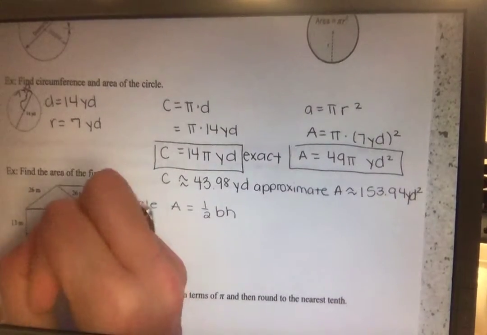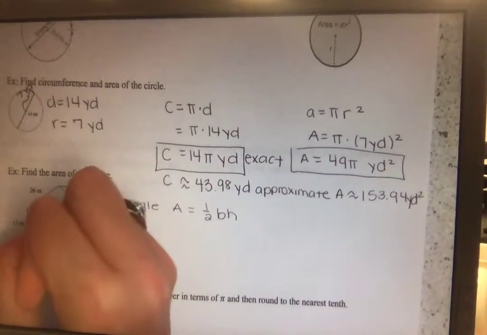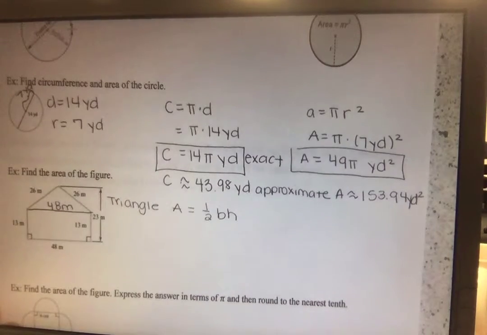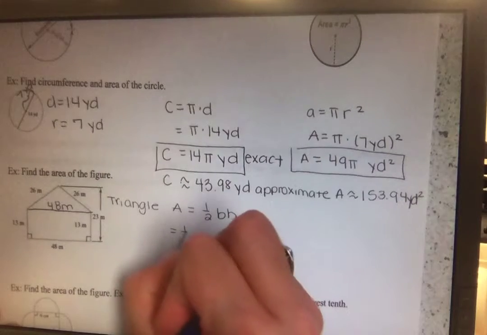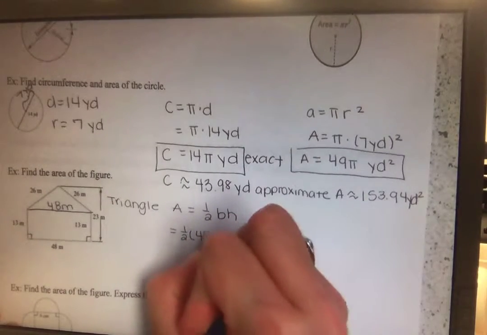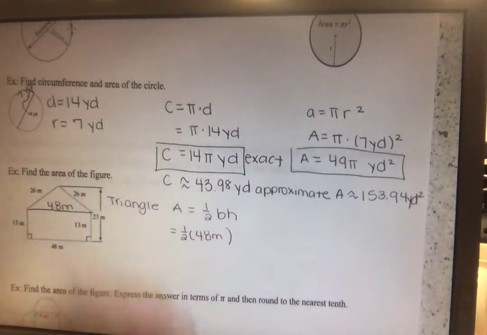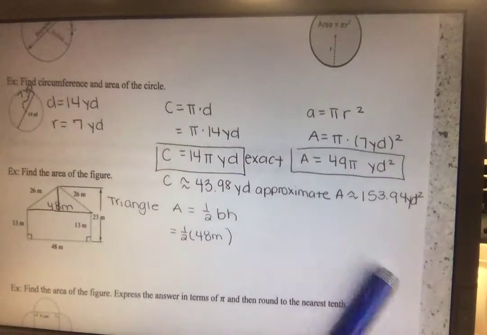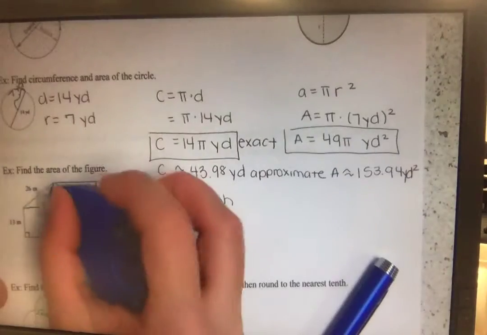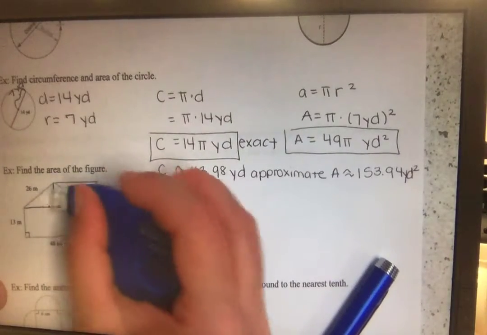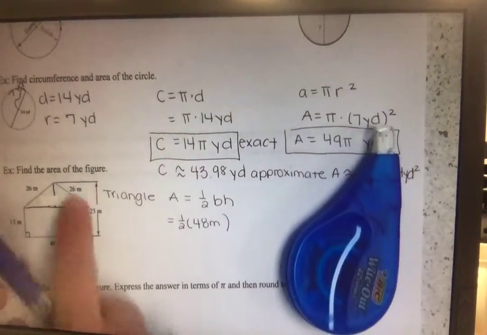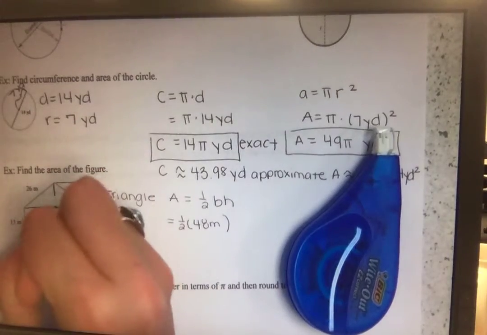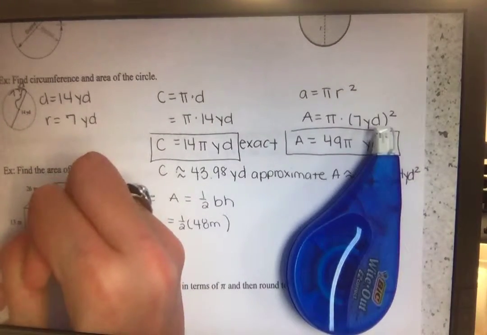So this is a rectangle. If this is 48 meters, this will also be 48 meters. So our base is 48 meters. Our height, so our height is going to be a perpendicular line. I haven't used my whiteout, so let me just use it. So down here, this is 48 meters. So this is a perpendicular height.